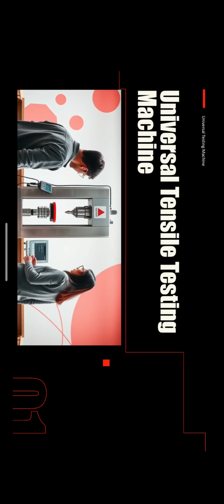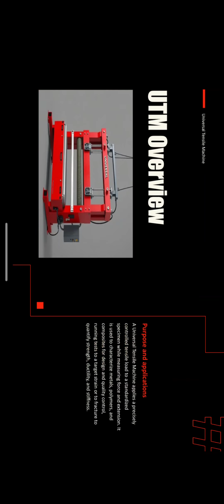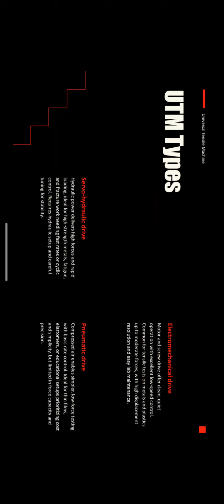I'm going to present a topic about the universal tensile testing machine. Purpose and applications: a universal tensile machine applies a precisely controlled tensile load to a standardized specimen while measuring force and extension. It is used to characterize metals, polymers, and composites for design and quality control, running tests to a target strain or to fracture to quantify strength, ductility, and stiffness.